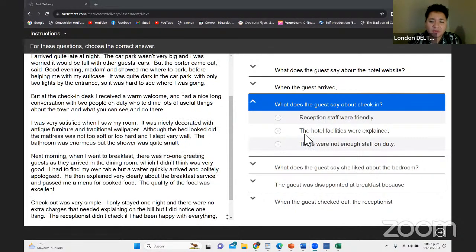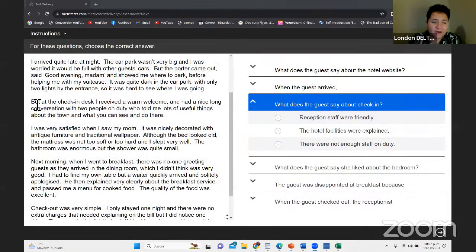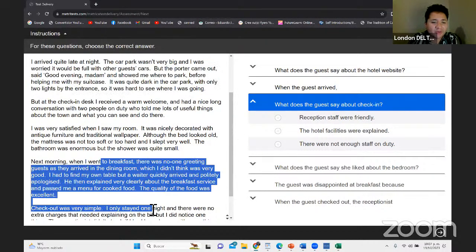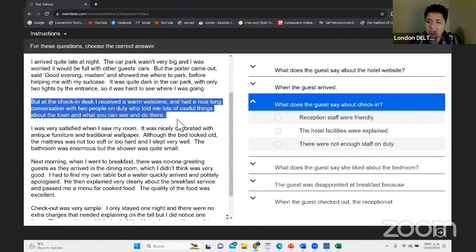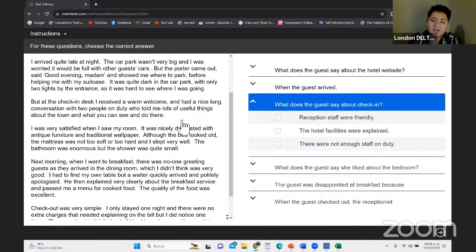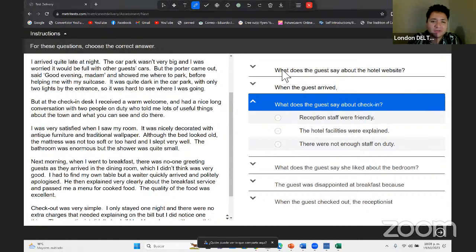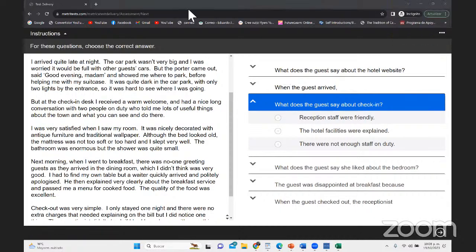So the next one, for example, number 3, third paragraph. I don't need to look anywhere else in the paragraph. Just look at the third one because that's the logic. The same logic will be for the test. Okay. So it says, what does the guest say about the check-in? What is the keyword? Check-in. Okay.